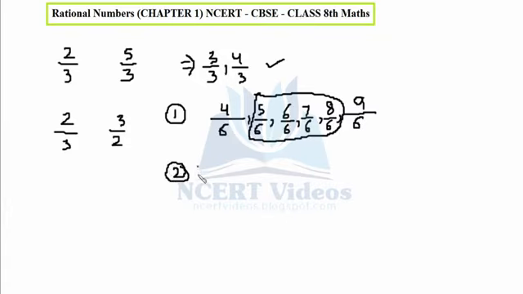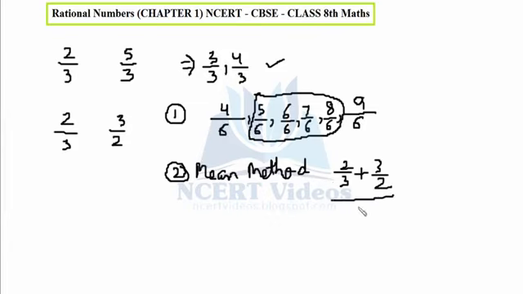That is the mean method, which you have studied in your 7th standard. That is the average of two numbers. So these are two numbers, we will take their average: 2 over 3 plus 3 over 2. Whatever the answer will be, you will divide it by 2. That number will lie exactly in between because you are dividing the sum of these two numbers.